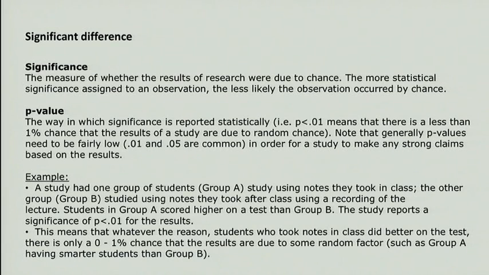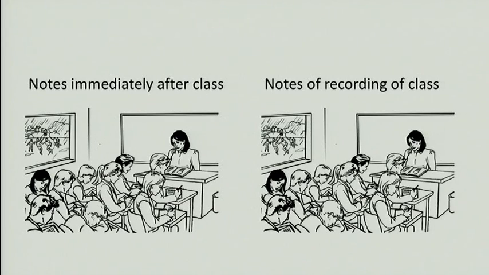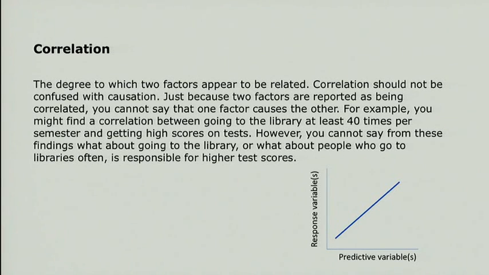Students in group A scored higher on a test than group B. The study reports a significance of p smaller than 0.01 for the results. What does it mean? This means that whatever the reason, students who took notes in class did better on the test. There is only a 0 to 1% chance that the results are due to some random factor. Okay? So we expect that taking notes is better than listening to the recording of this class. That's what we did. Okay? Notes taken immediately in class, and notes from a recording of class. Same amount of people, and we can see that this is faring better.